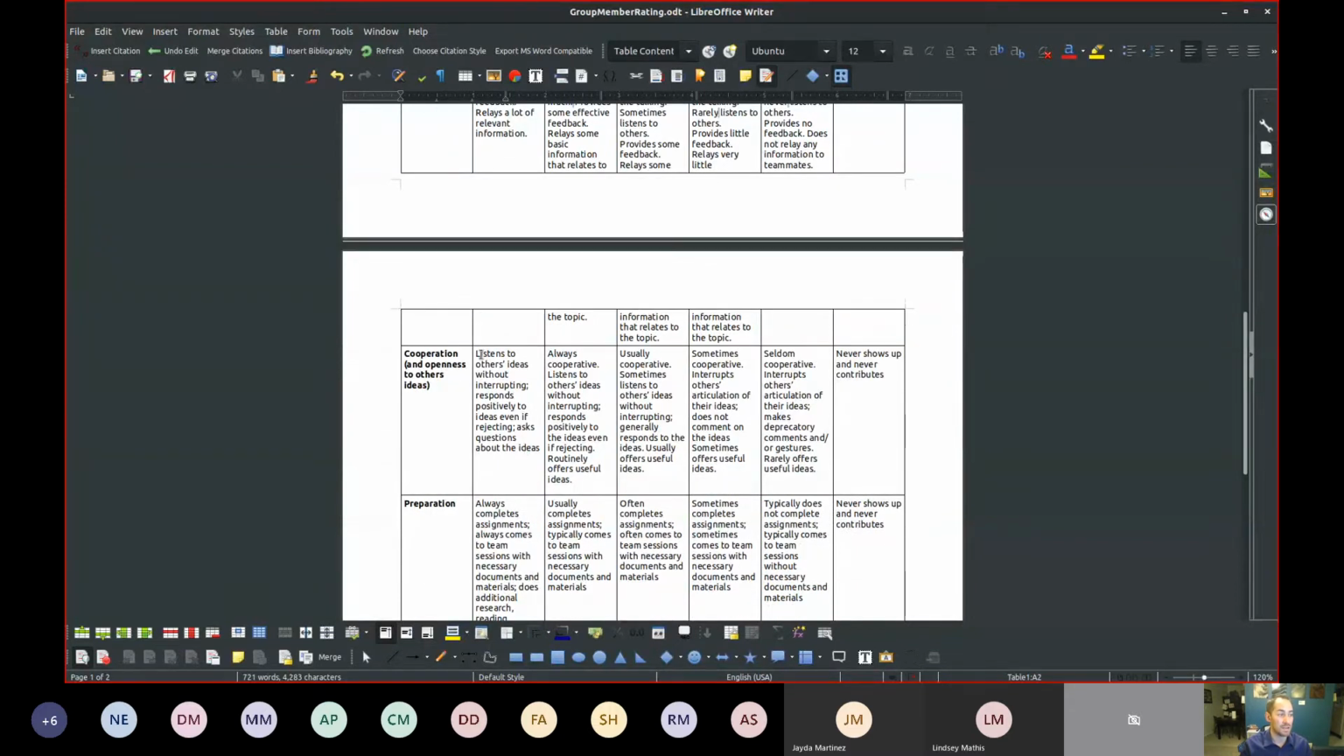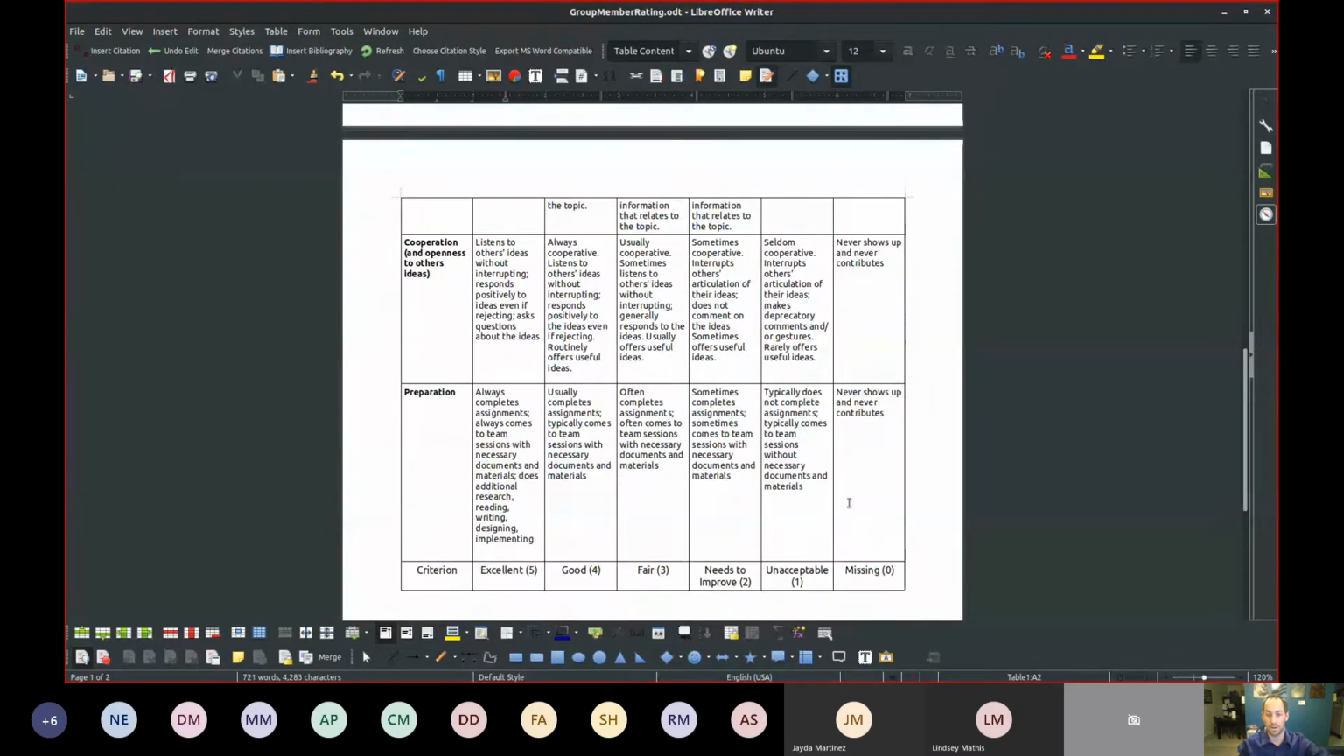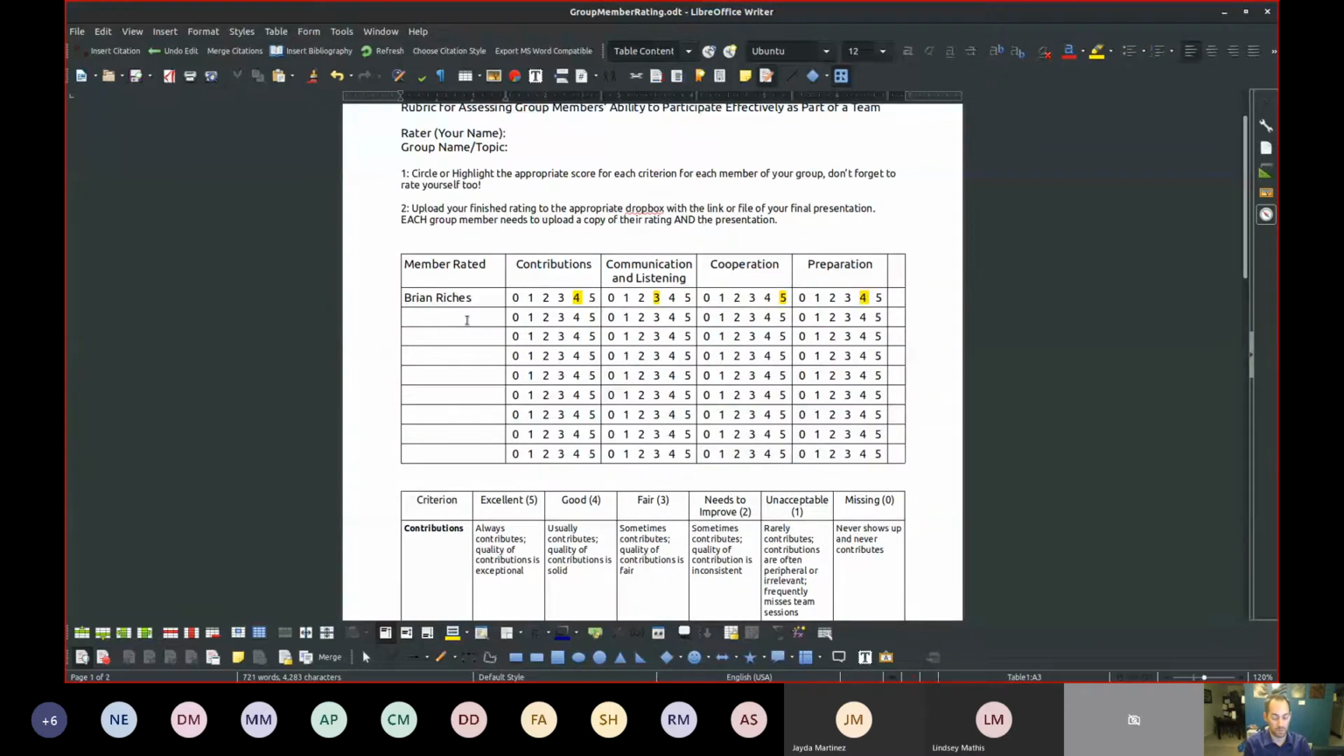Cooperation and openness to others' ideas. If they're listening to others' ideas without interrupting, you might give them a 5. If they're never showing up, you might give them a 0. So you will rate every single member of your group. So member 2, but you'll actually put their name. So maybe this one is Joe. This one is Ellen. This one is Jordan. This one is Ariel. So just as an example, and then you'll rate each of those group members just by highlighting this and then turning that in.